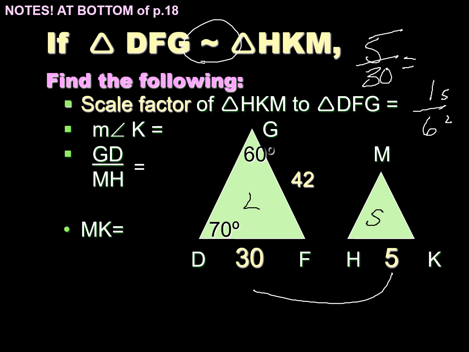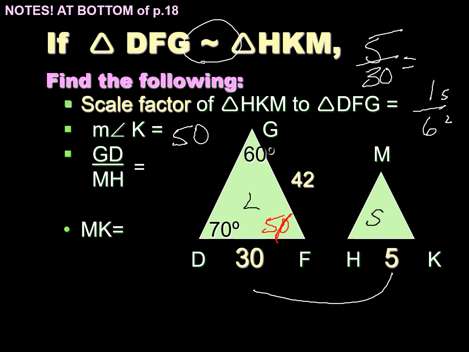What would angle K measure? Well, we don't have F to compare it with. All the angles are supposed to be equal. So if I had F, I would know what K was. Well, that's just a simple 180 for your triangle. That gives you 50 for F, 180 minus the other 2, and so K is also going to be 50.